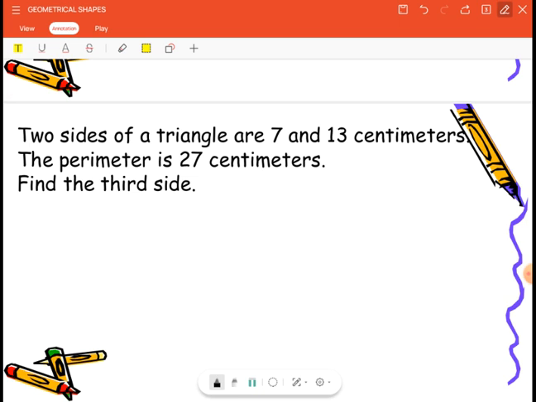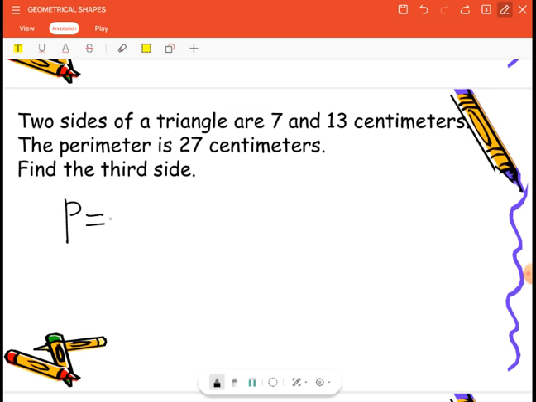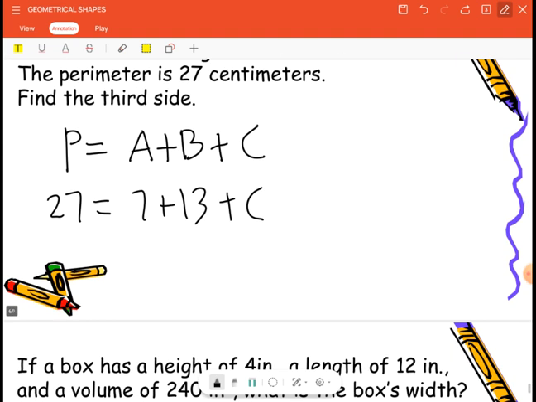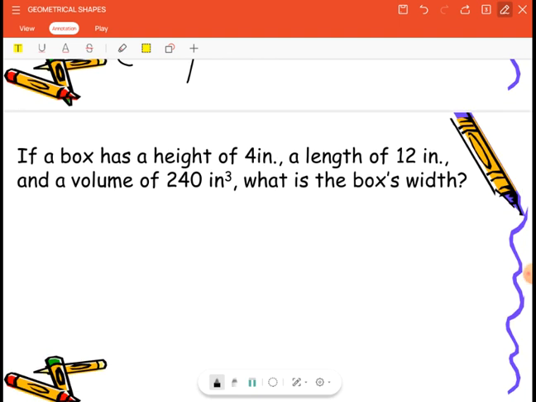Two sides of a triangle are 7 and 13 centimeters and the perimeter is 27. So, alam natin ang perimeter ng triangle ay 3 sides, no? So, ilalagay natin yan. 27 yung perimeter. Yung isa ay 7 plus 13 plus C. Okay? So, therefore, yung value ng C is equals to 7. So, yun lang.